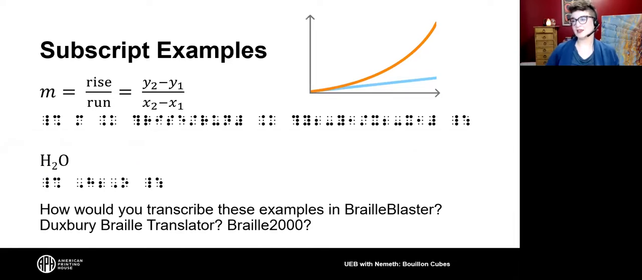I think that for today, that is as far as I can venture down the Nemeth Code rabbit hole for Braille Blaster and Duxbury. If we have time at the end, I welcome your questions about specific tools, or we could return and just transcribe H2O or Y2 minus Y1.